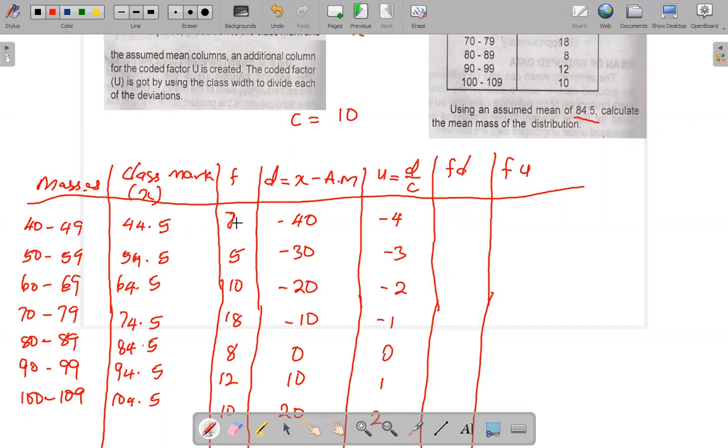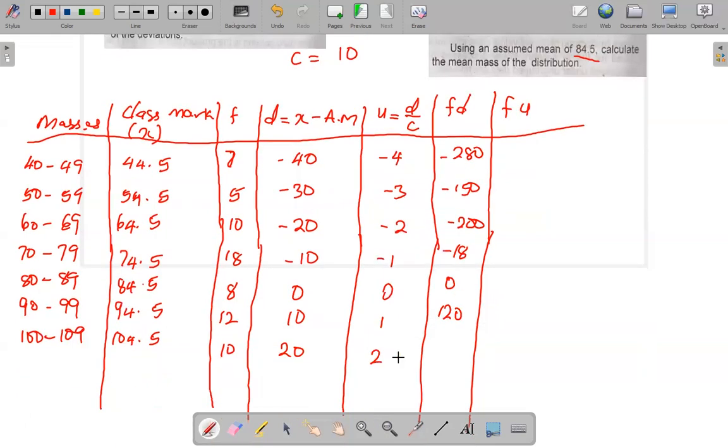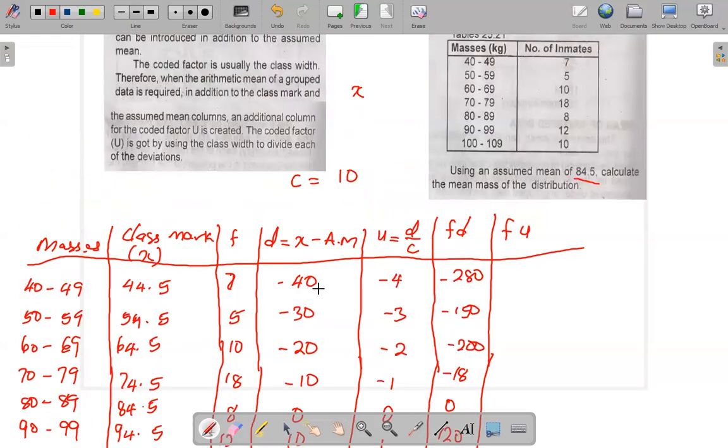And FD is, where is D? D is here. That's 7 times negative 40. It is negative 280. And 5 times negative 30 is negative 150. 10 times negative 20 is negative 200. 18 times negative 10 is negative 180. And 8 times 0 is 0. 12 times 10 is 120. 10 times 20 is 200. That is FD.